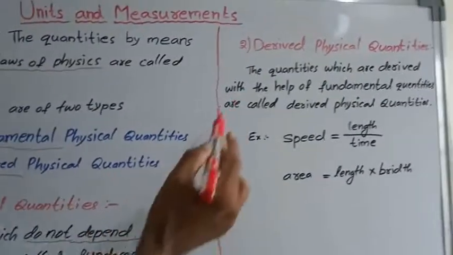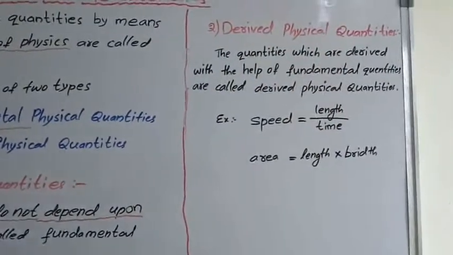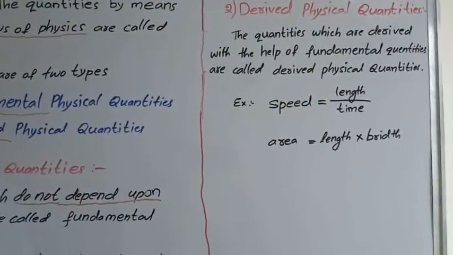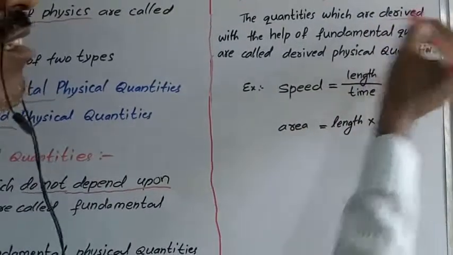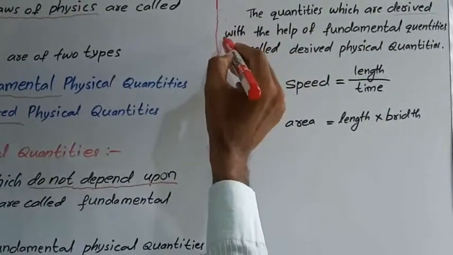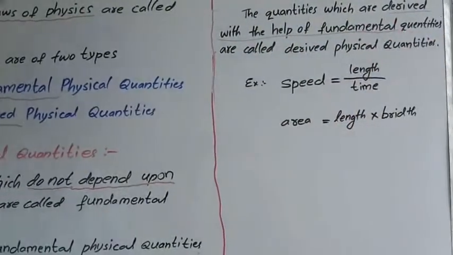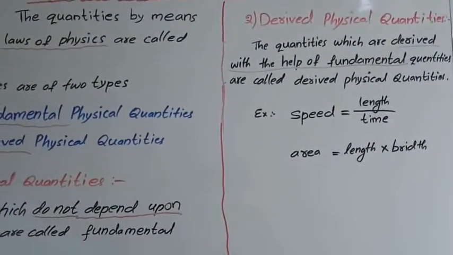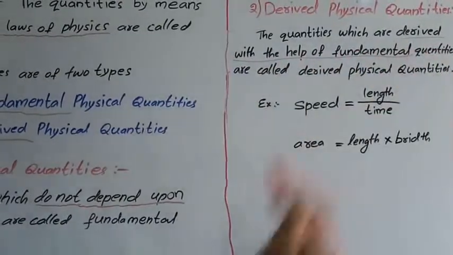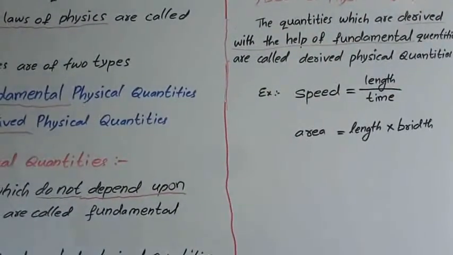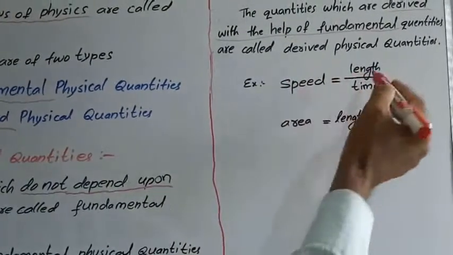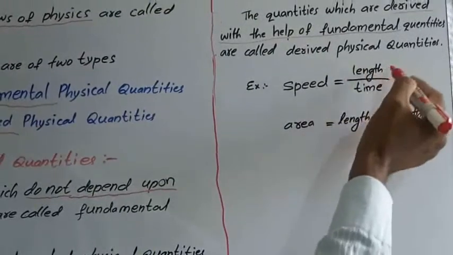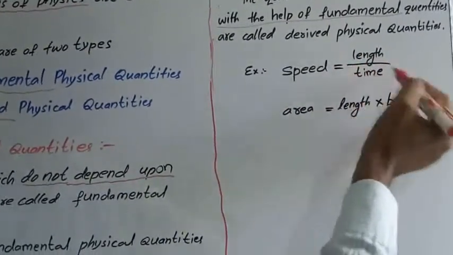Now the second category, derived physical quantities. A fundamental physical quantity does not depend upon other quantities, but derived physical quantities are derived with the help of fundamental quantities. Those quantities which are derived with the help of fundamental quantities are called derived physical quantities. For example, speed is a physical quantity. It is derived from the distance travelled, that means length travelled by time.